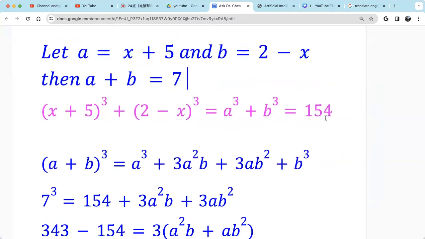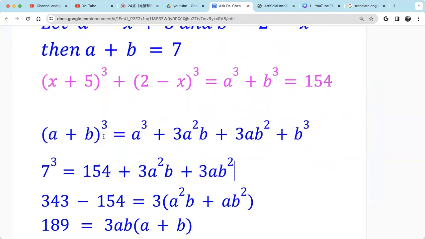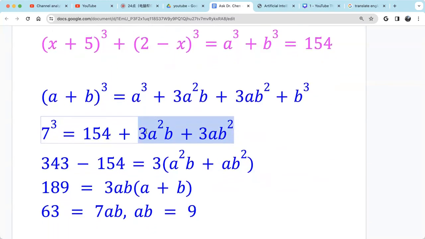So how are we able to use that? If we raise a + b to the cube, we get a^3 + b^3, and the middle two terms are 3a^2b and 3ab^2. Well, a + b is 7, so 7 cubed, and a^3 + b^3 is 154. So I'm left with those two terms, which have a common factor of 3ab. We can factor out 3ab, and we're left with a + b, which again is 7.